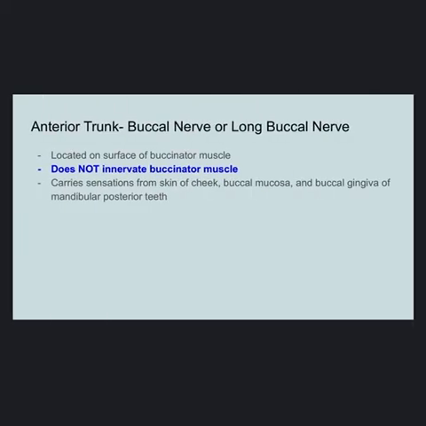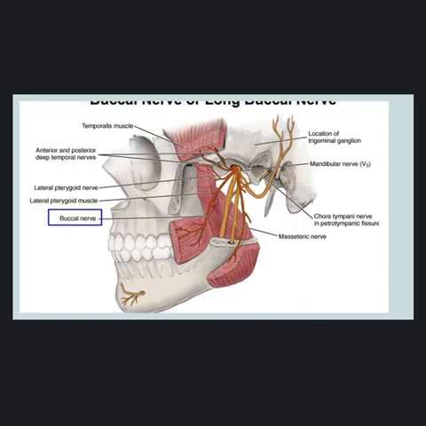So the buccal nerve, or the long buccal nerve, is located on the surface of the buccinator muscle. This does not innervate the buccinator muscle. It carries sensation from the skin of the cheek, the buccal mucosa, and the buccal gingiva of the mandibular posterior teeth. And there's the buccal nerve right there.